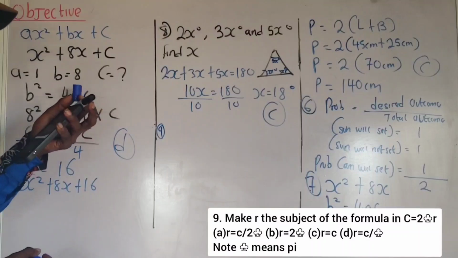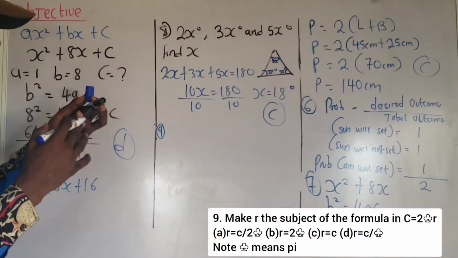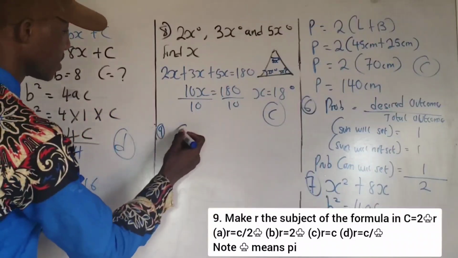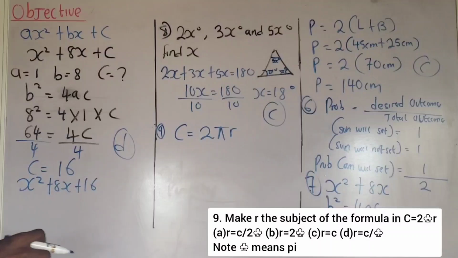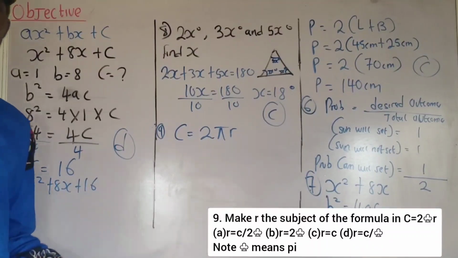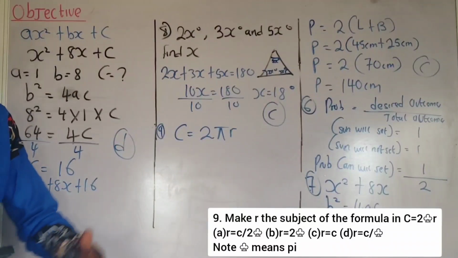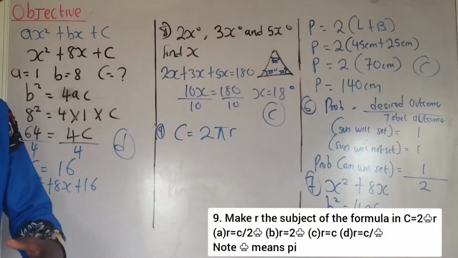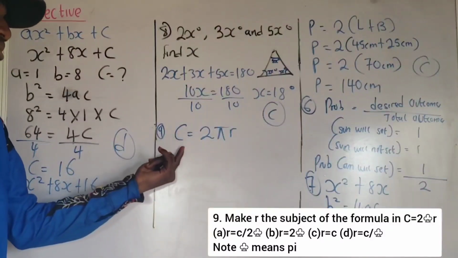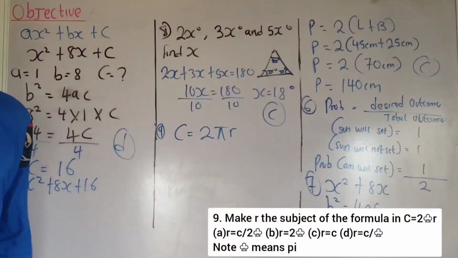Question 9. Make r the subject of the formula in C is equal to 2 pi r. C is equal to 2 pi r. Okay? Now look at this formula. What is the name of the formula? The formula is for a circle. You understand? Now, 2 pi r is for what? Is this for circumference or area of the circle? It's for the circumference of the circle. Even though you are not asked, I'm just asking you to test you. Okay? C is circumference. 2 pi r. You understand? Circumference of the circle is 2 pi r.